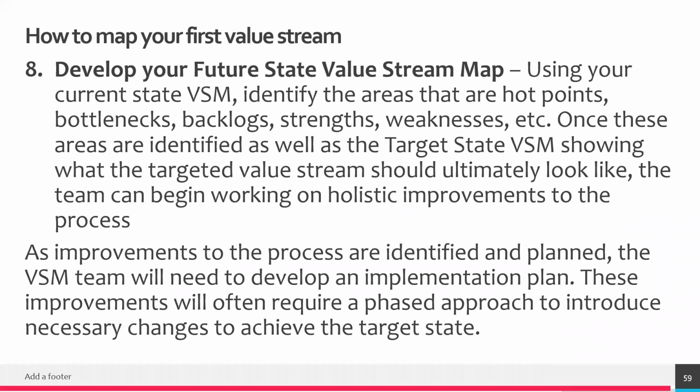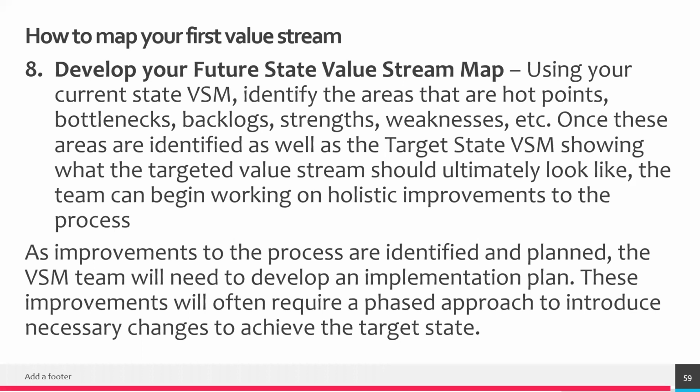And now here we're going to talk about the last step: you develop your future state value stream map. This basically uses the hot points, bottlenecks, strengths, weaknesses, and anything else that will help you reach the future once these areas are identified, as well as the target, which is the vision that you created. Basically, are you going to focus on quality? Are you going to focus on the cycle time?